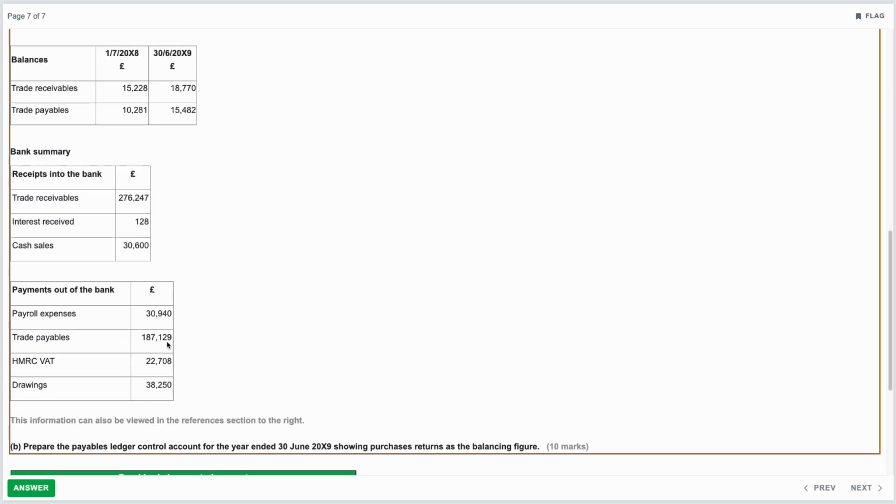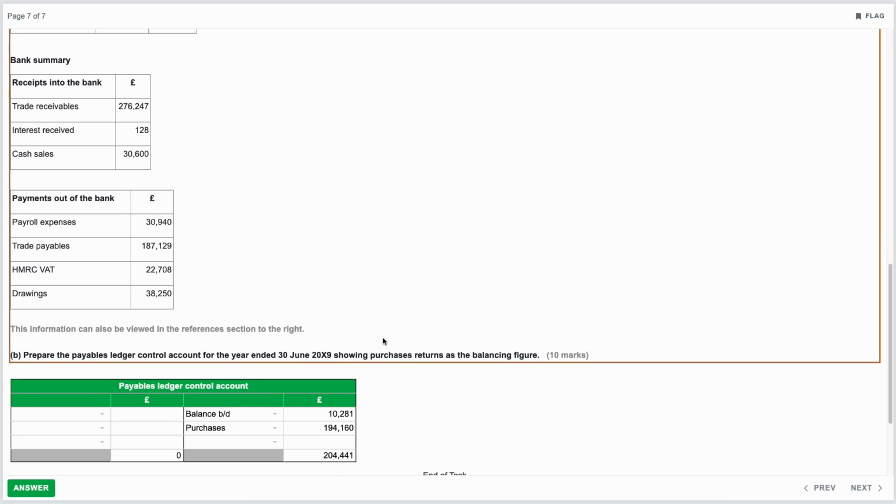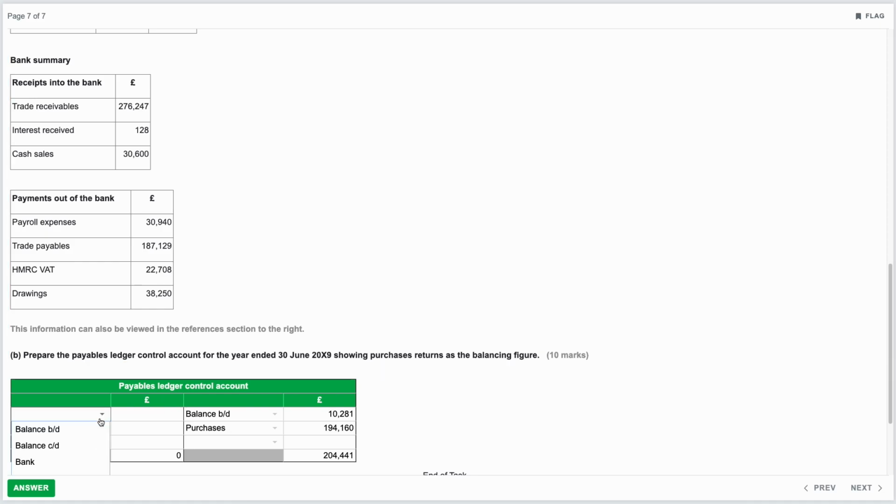So we've got the amounts that were paid to our suppliers. So obviously once we've paid those, we no longer owe that money. So it is a reduction to our liability within our payables ledger control. So therefore we'd select bank because we pay them from the bank, and it'd be 187,129.